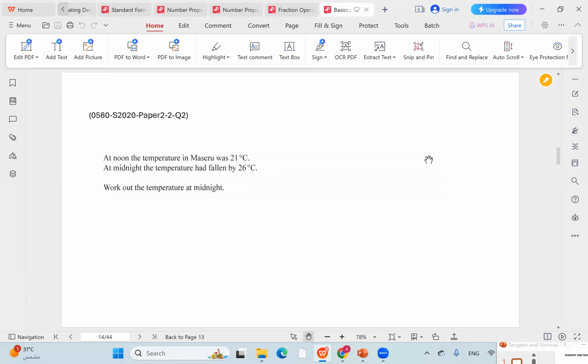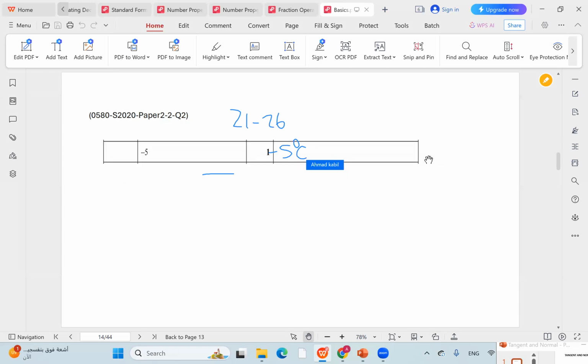At noon, the temperature was 21. At midnight, the temperature had fallen by 26. So fallen means it decreased by 26. So we need to subtract. So 21 minus 26. And this gives us negative 5 degrees Celsius. Negative 5 is the correct answer here.